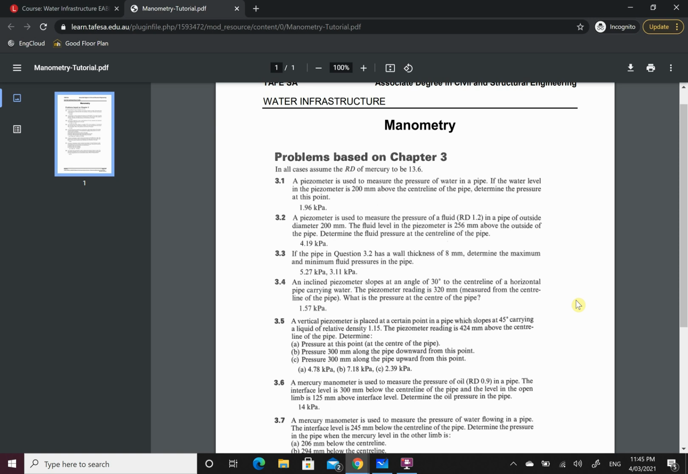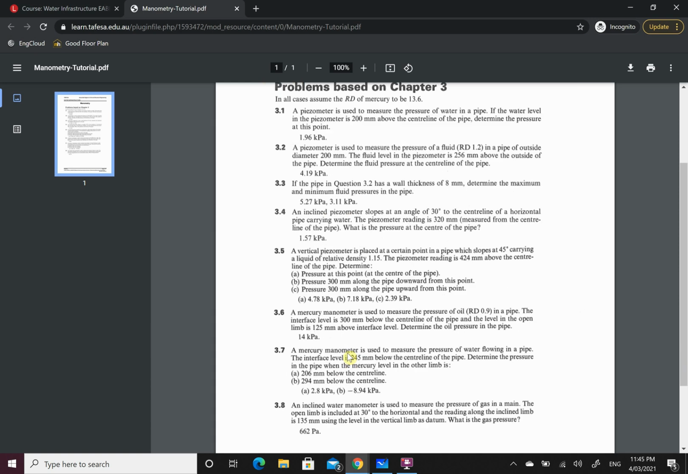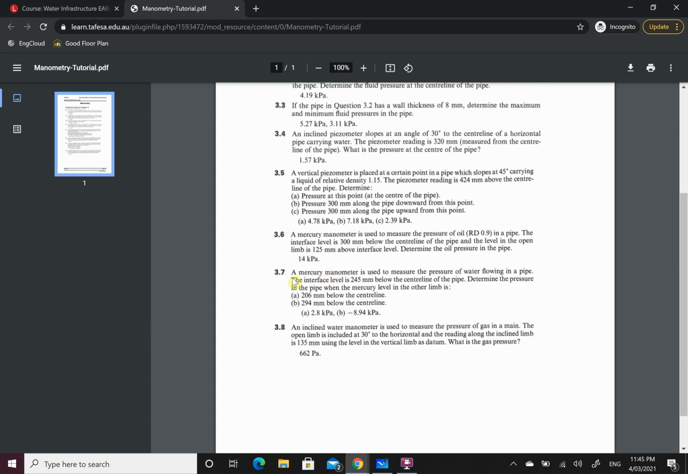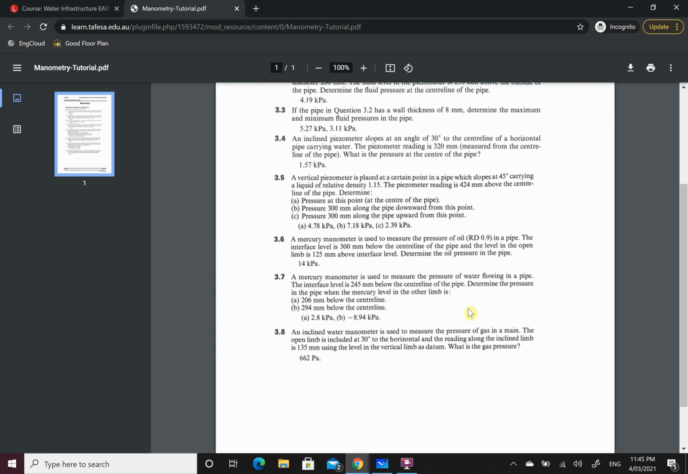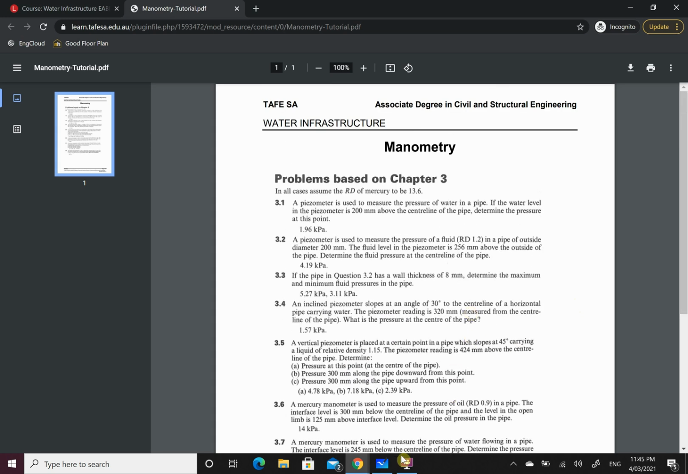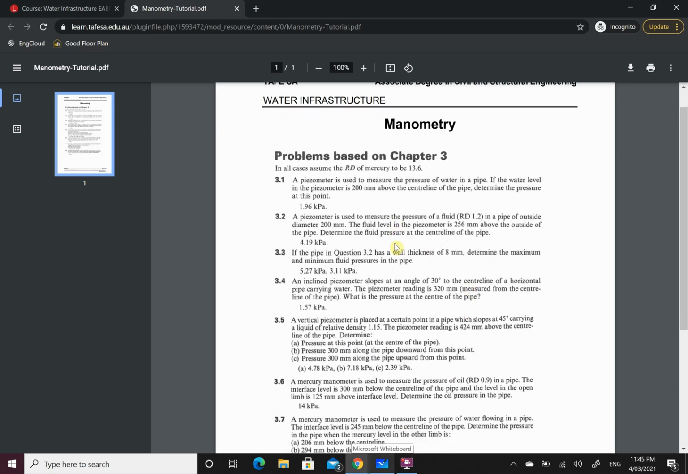So the calculations for this isn't too difficult, but interpreting the question can be a bit tricky. So we're going to go through all of these. I'm going to leave probably 3.7 to do in class on Tuesday. So let's start with 3.1.